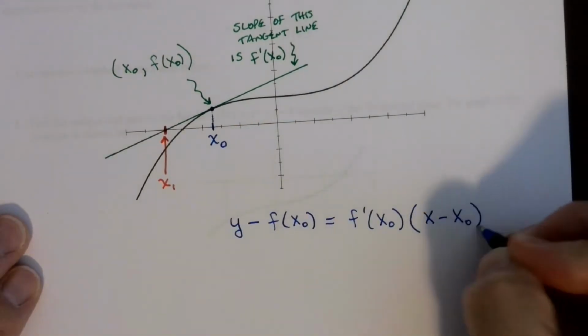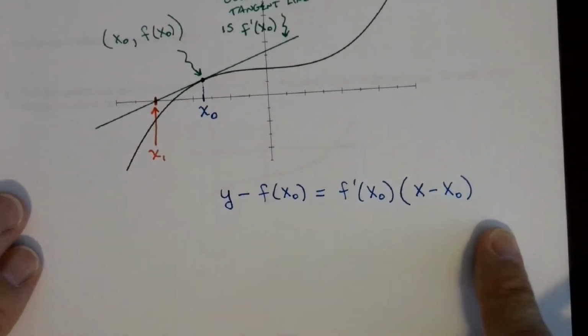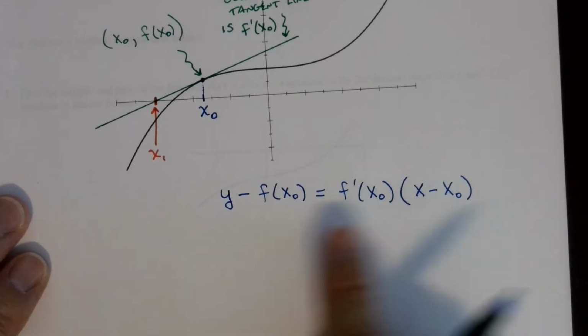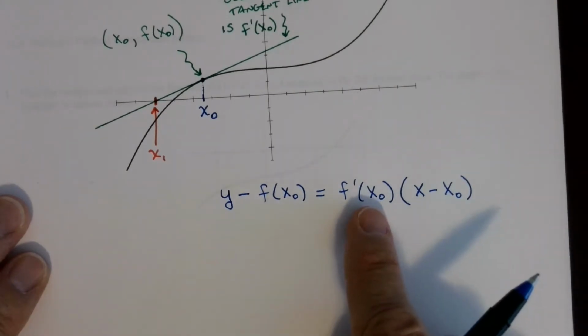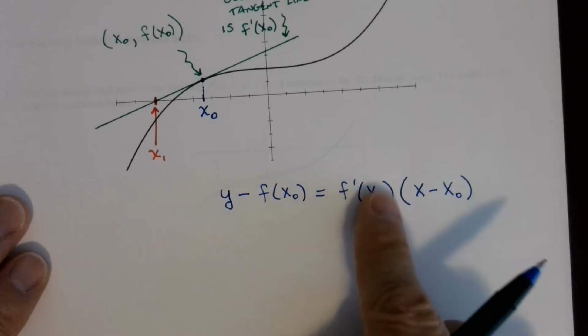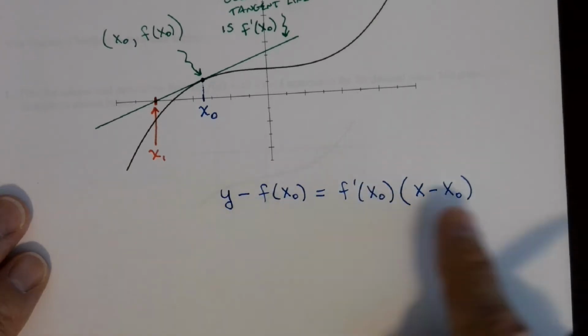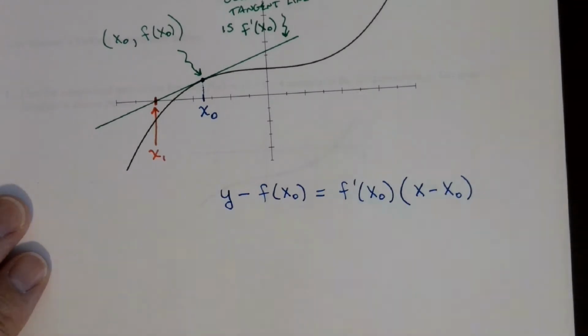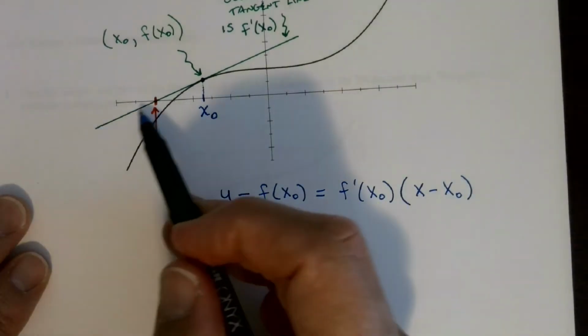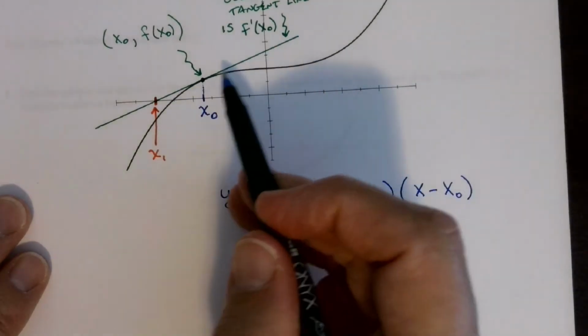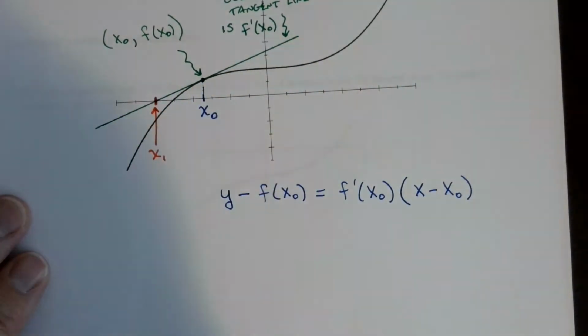So I'm just putting this into point slope form. Again, it's a lot of symbols in here, but keep in mind, if we know the function f and I know x sub 0, then the slope of the line will be a number, f of x sub 0 will be a number, and x sub 0 will be a number. x and y really are the only variables, so to speak, and they represent every point on this tangent line. Okay, so that's the equation of the line.